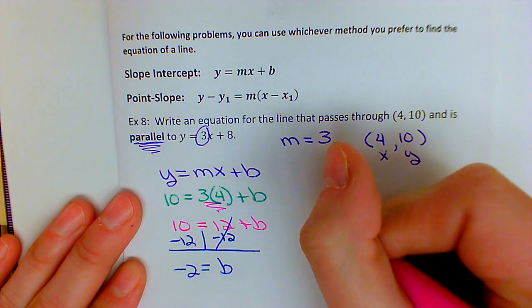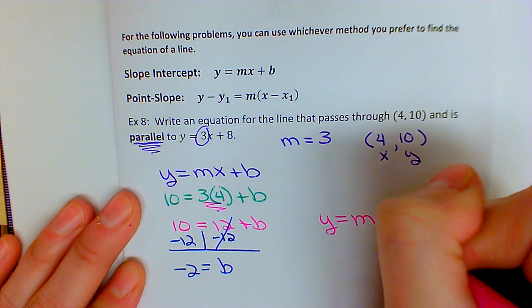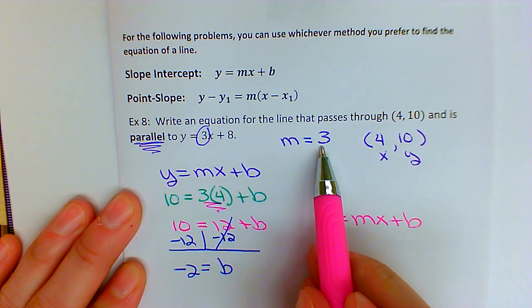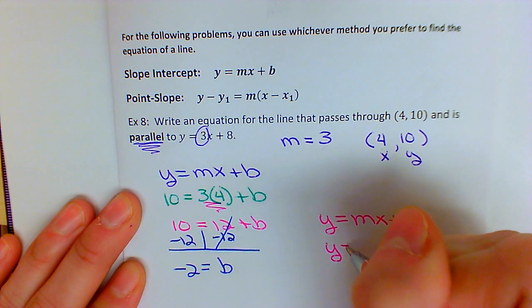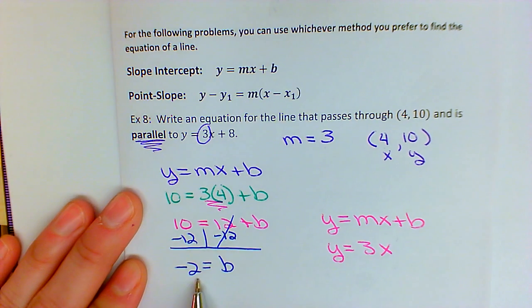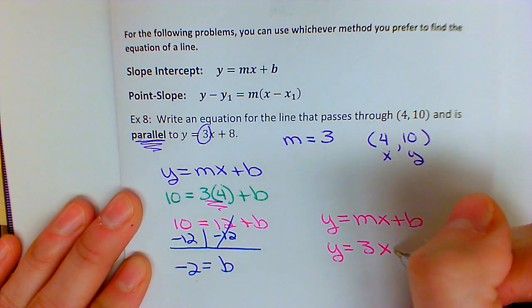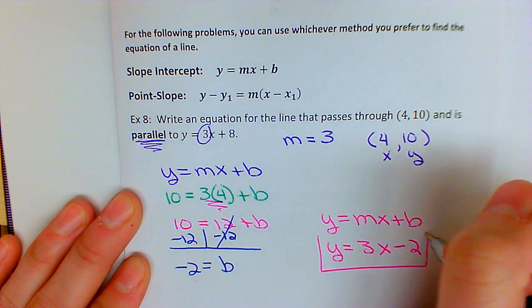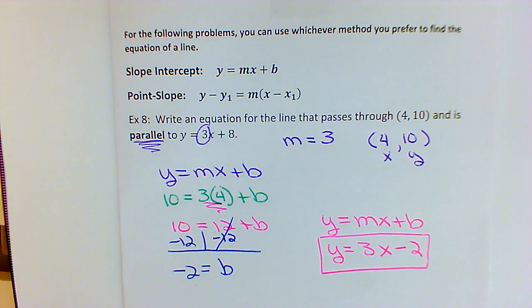So for the very last step, I'm going back to y = mx + b. We know our slope was 3, so I'm going to start with y = 3x. And we solved for our b variable. That one's going to be -2. So y = 3x - 2.